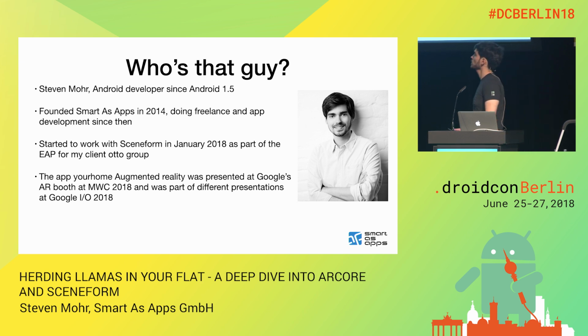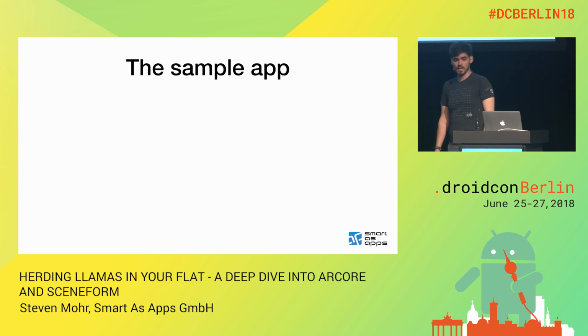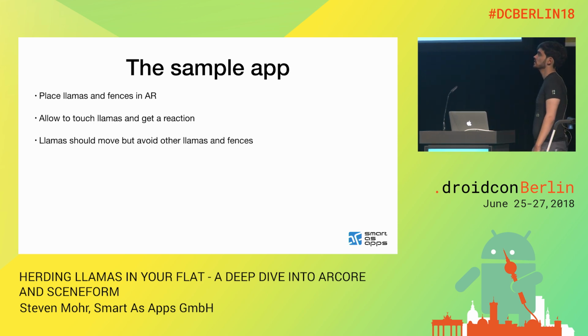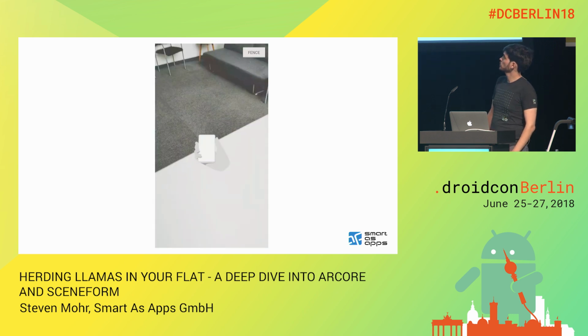So as I already said, we will have a sample app. And what do we want to do with a sample app? So we want to be able to place llamas and fences so that the llamas don't walk through your flat too much. So no llama hairs in your bathroom, for example. We want to be able to touch them and get a reaction. And the llamas should move, but they should avoid other llamas and fences. So that's the task for today. And now a short video of how that will look.